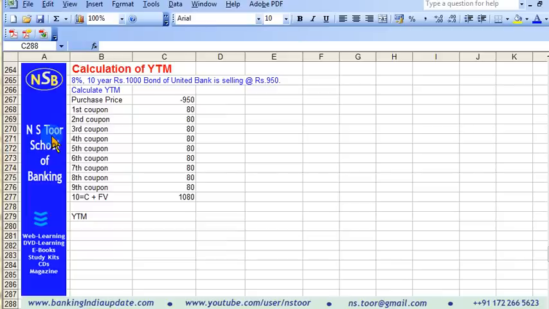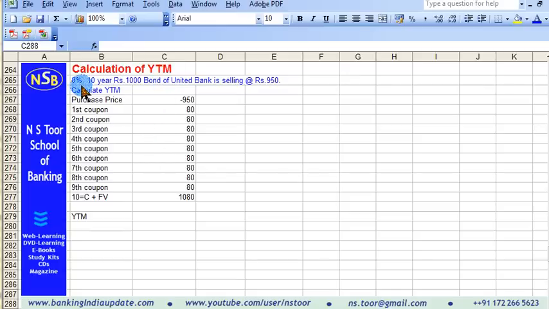Hello friends, calculation of YTM, that is yield to maturity, is a lengthy process. But in Microsoft Excel, the calculation can be made within 5 to 10 seconds. Let us see how it can be done.